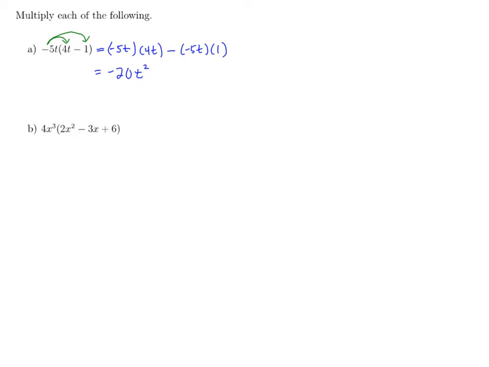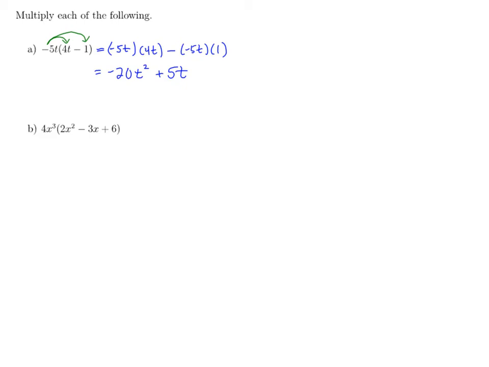Next, we are subtracting the expression negative 5t times 1. So subtracting a negative turns into adding a positive, and so we will be then adding 5t. So that expression, when fully simplified, is negative 20t squared plus 5t.